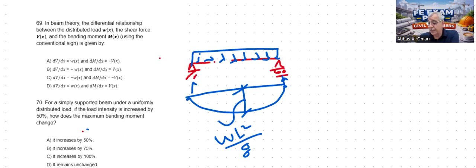The answer is B. That's dV by dx, the derivative of the shear is the negative of the load, and the derivative of the moment, dM by dx, is the shear.